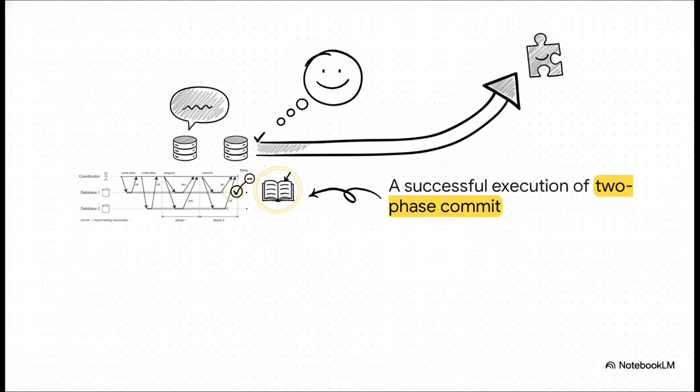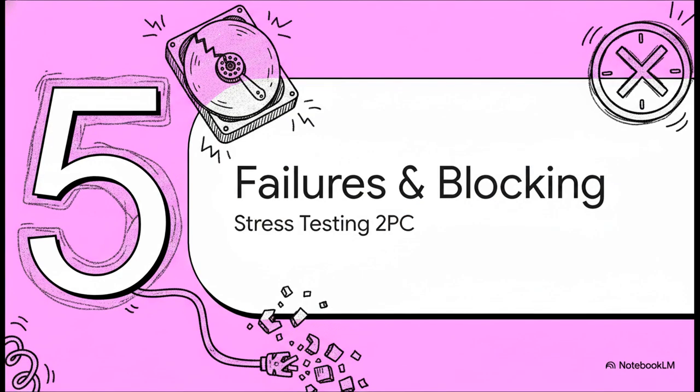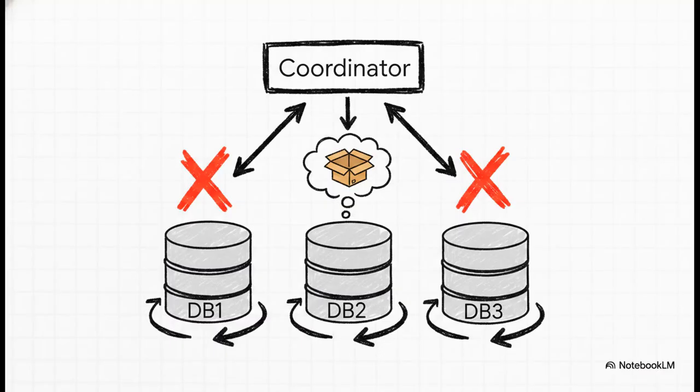Honestly, it looks beautiful on a whiteboard, doesn't it? But of course, things go wrong. Section 5, Failures, Blocking, and Uncertainty. So what actually happens when messy physical reality hits this elegant system? Well, let's start with a safe failure.